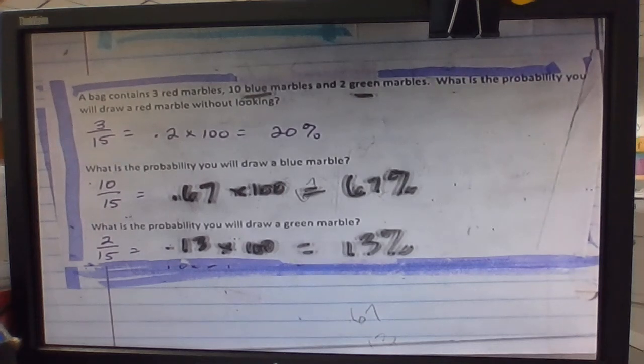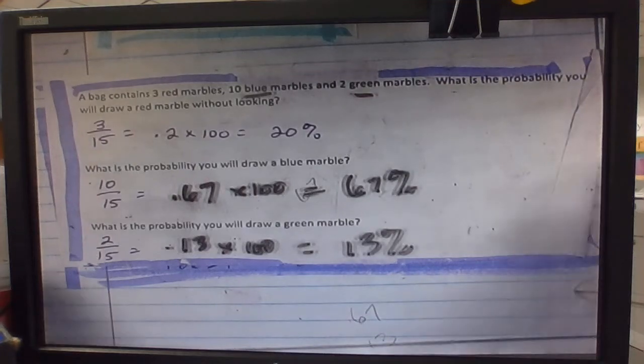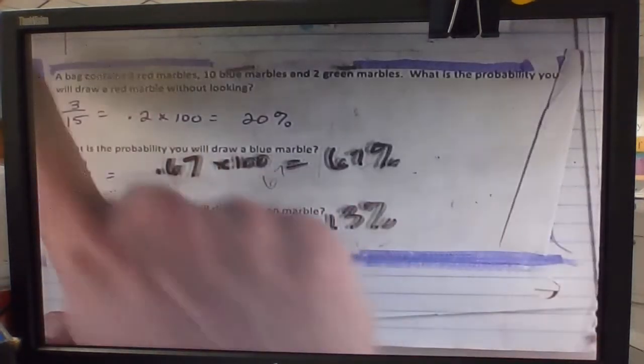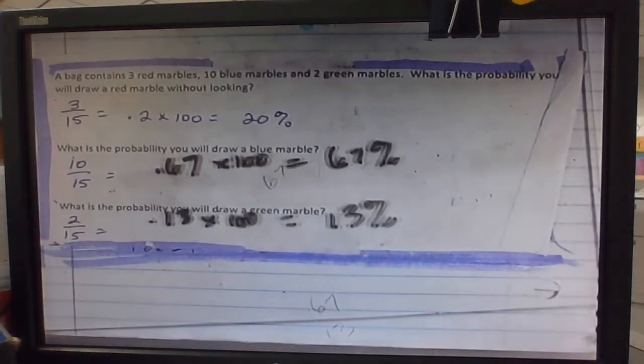What questions do you have for me about probability and finding probability? We okay? All right, so take a fourth different color highlighter, highlight probability, box in our example for probability.